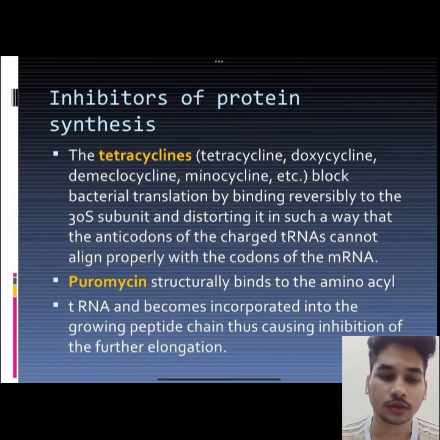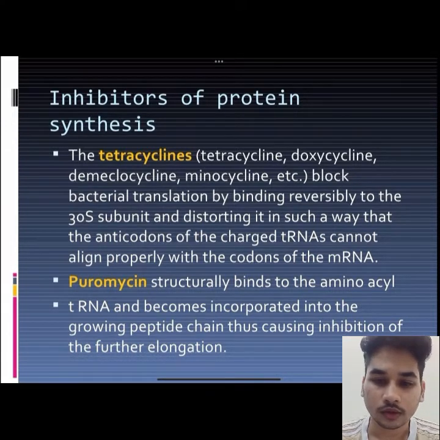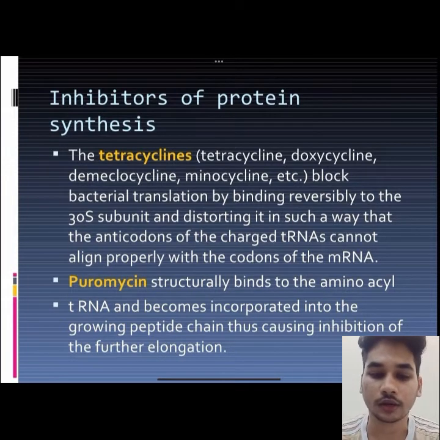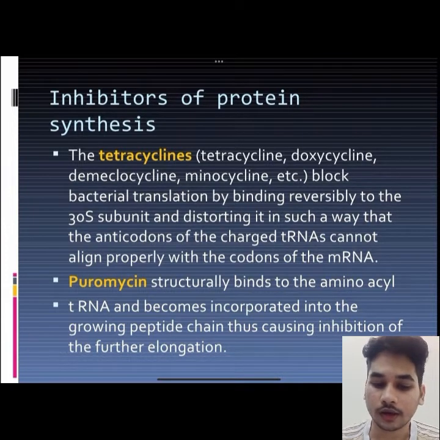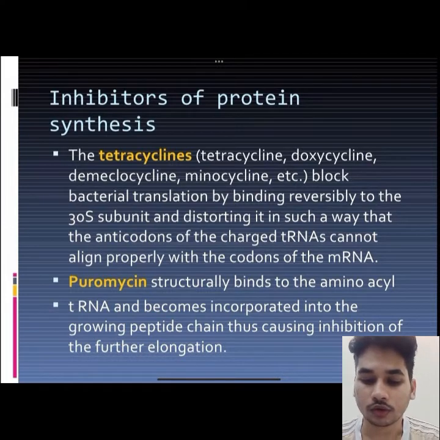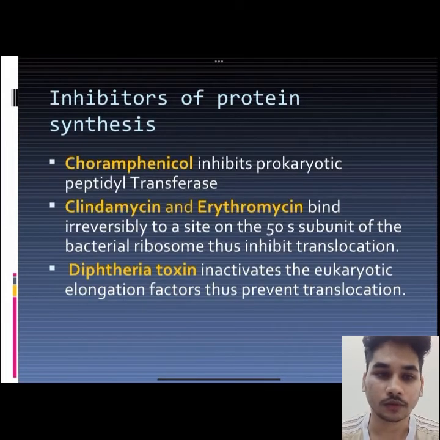Inhibitors of protein synthesis. The tetracyclines block bacterial translation by binding reversibly to the 30S subunit and distorting it in such a way that the anticodons of the charged tRNAs cannot align properly with the codon of the mRNA. Puromycin structurally resembles the aminoacyl tRNA and becomes incorporated into the growing peptide chain, thus causing inhibition of further elongation.